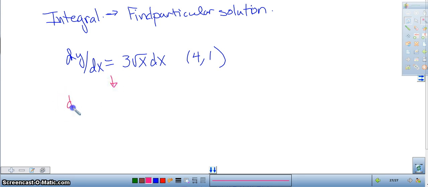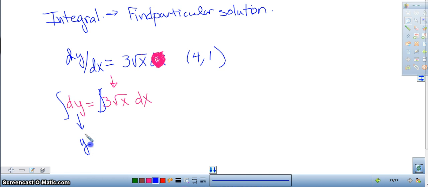So let's start by rewriting this. dy over dx equals 3 square root of x. The first thing we would do is write dy equals 3 square root of x times dx, so we'd solve for dy. Then we integrate each side. As I told you yesterday in the video, when I do that, this side just gives me y. That's that rule: the integral of dy just gives me y.